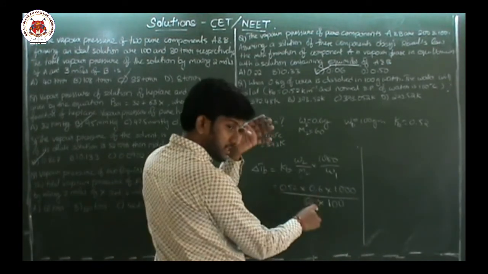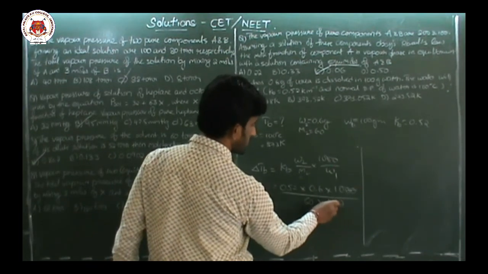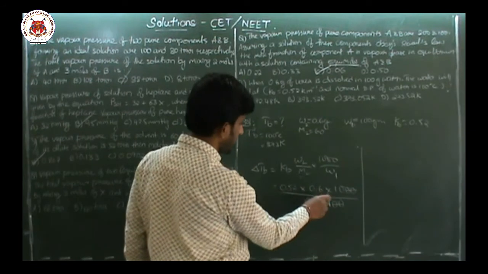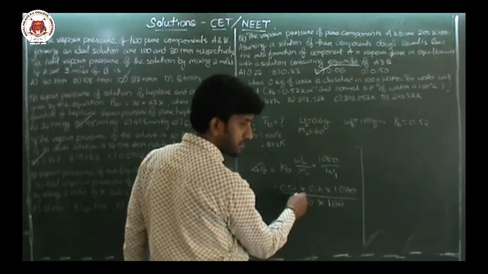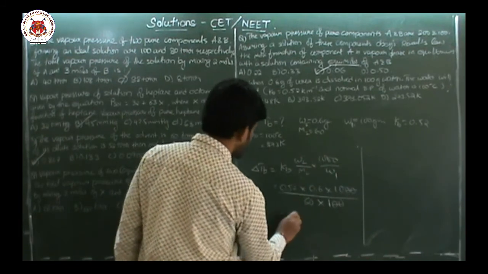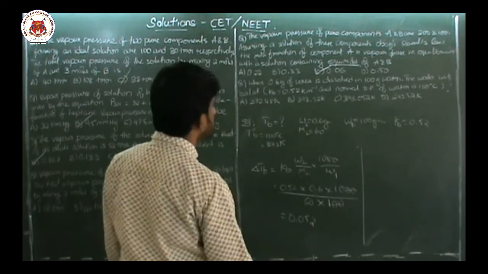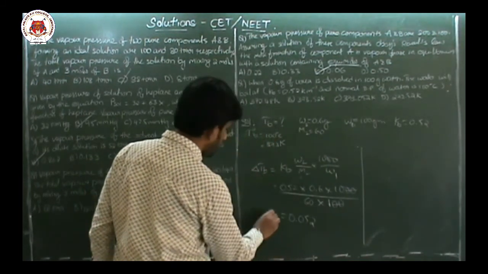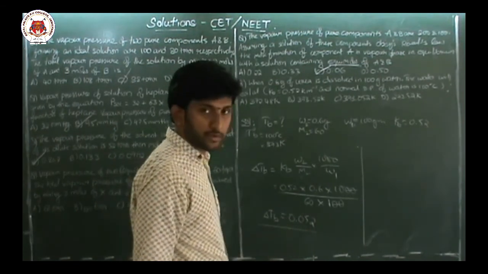Now here you multiply this 0.6. These two cancel. 10 into 0.6 is how much? 6, by 60 means 1 by 10. 1 by 10 means the answer should be 0.052. So delta Tb, the elevation in boiling point, you got as 0.052.